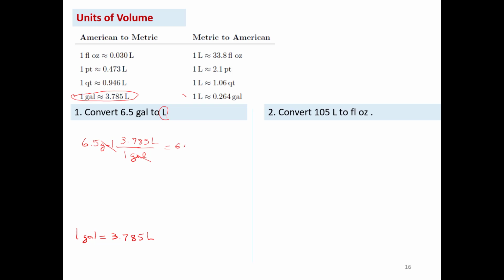Finally, we have 6.5 times 3.785 liters. We multiply these numbers together, and we will have about 24.60 liters. Let me write this one again. It's 24.60 liters. And finally, we had 6.5 gallons equal to 24.60 liters.